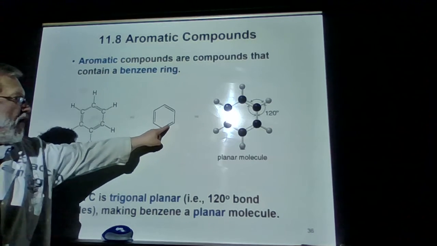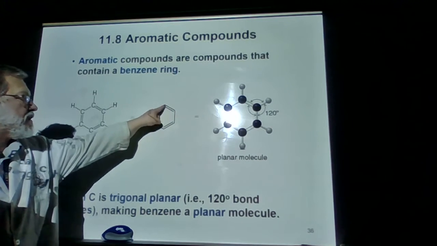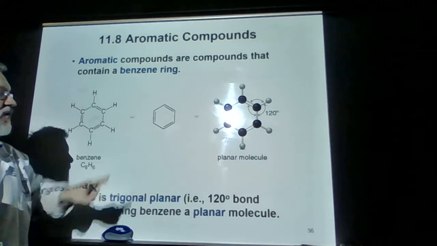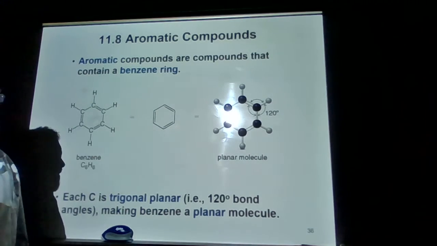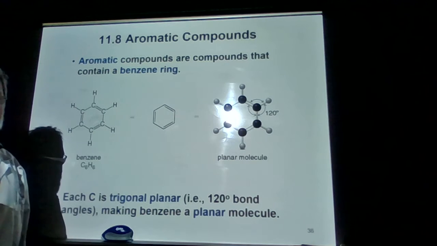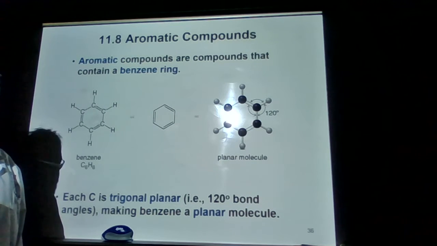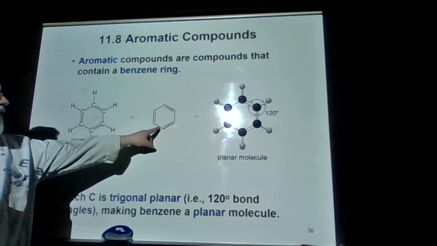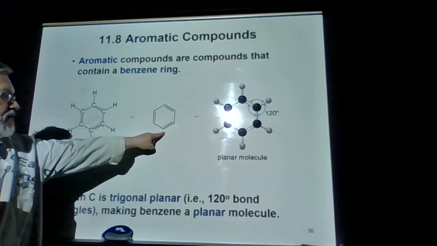So lines meet carbon, lines meet carbon, line meets carbon, lines meet carbon, lines meet carbon, lines meet carbon. Again, we assume that there are hydrogens because there's nothing else shown there. Since carbon forms four bonds, we assume that you understand that there's a hydrogen there.